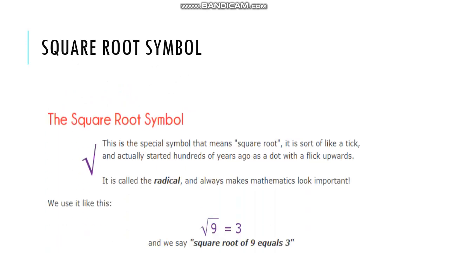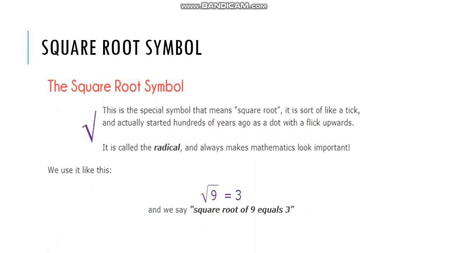Square root symbol. The square root symbol is the special symbol that means square root. It is sort of like a tick, and actually started hundreds of years ago as a dot with a flick upwards. It is called the radical and always makes mathematics look important. We use it like this, and we say square root of 9 equals 3.